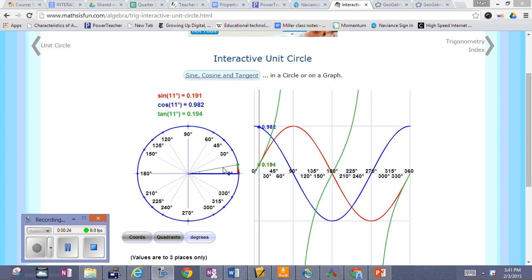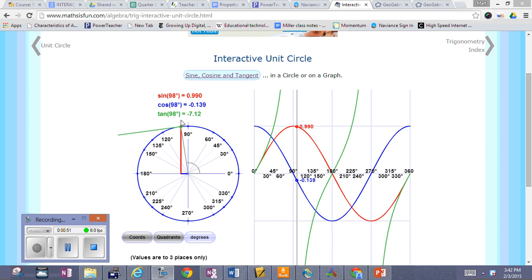So, previously we learned that the sine is the y value. Okay, so the y value as I move counterclockwise around the unit circle is the segment in red here. Okay, so the y value here at 0 degrees is 0. And my graph that's being plotted out in red is the graph of the sine.